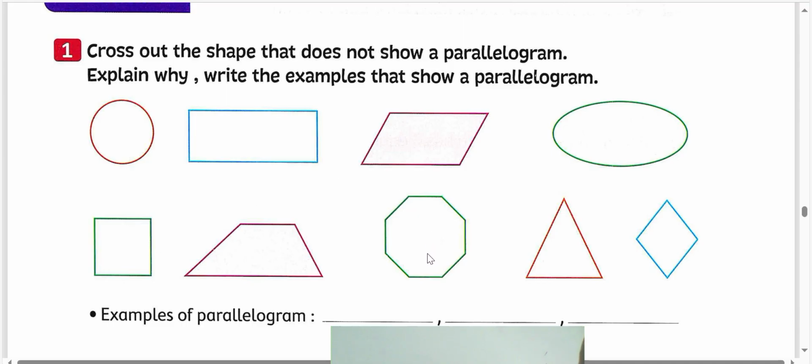This is not a parallelogram, because a parallelogram must have 4 sides, and a triangle is not a parallelogram. Okay, examples of parallelograms: square here, rectangle here, and parallelogram here. Okay, next question.